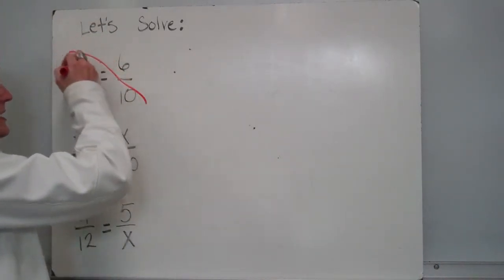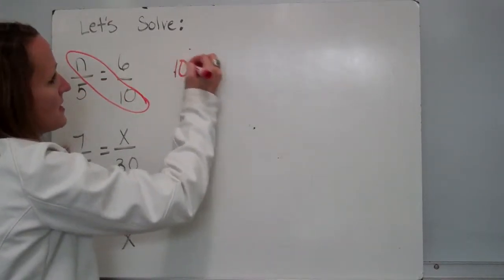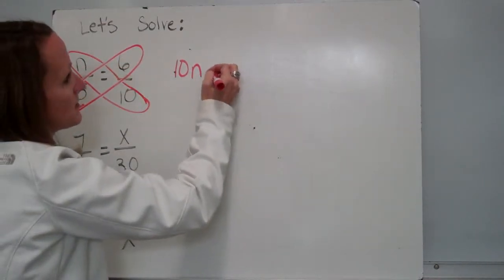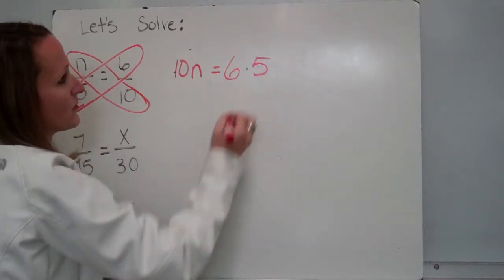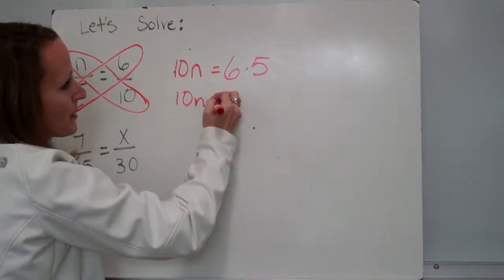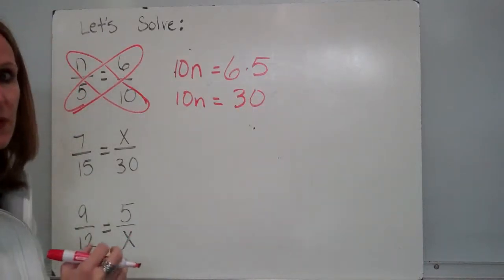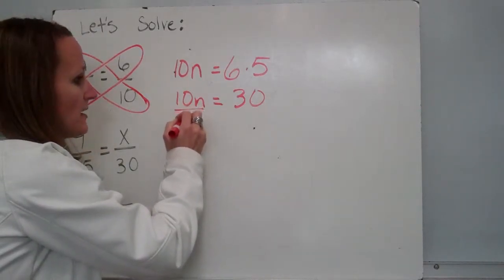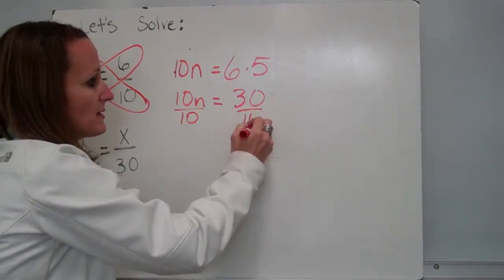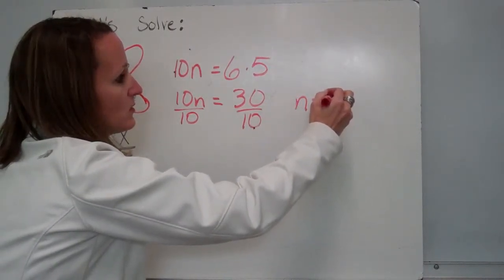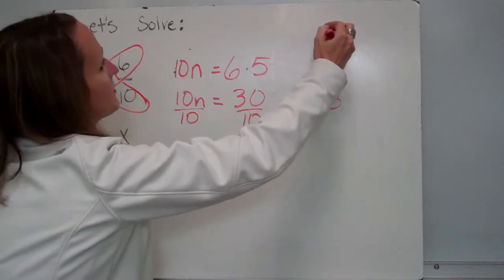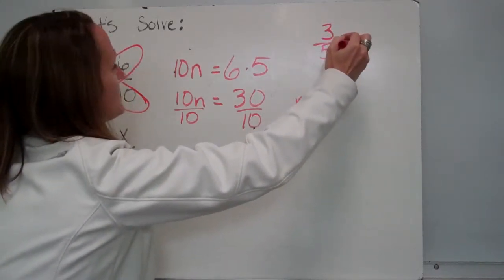If I cross multiply here, I'm going to get 10 times n, or 10n. If I cross multiply here, I get 6 times 5, or 30, so 10n equals 30. Now I have a one-step equation, which we know how to solve. To find out what n equals, I would divide both sides by 10, and I learn that n is going to equal 3. If I plug that back into my original proportion, I would find that 3 over 5 is equal to 6 over 10.